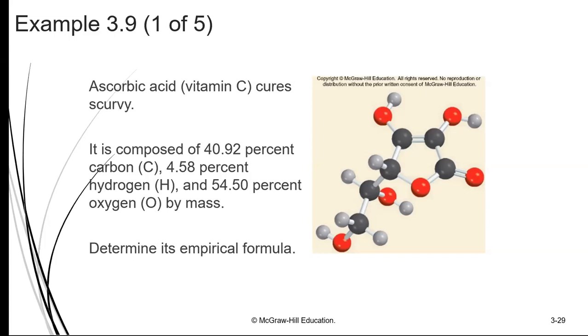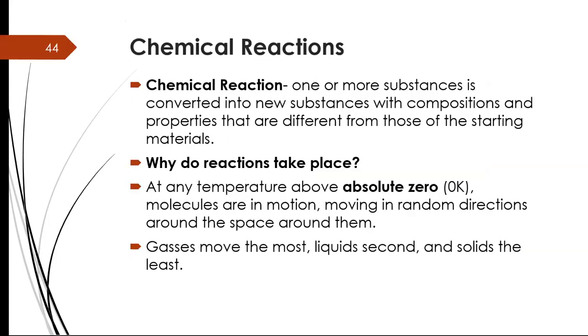The next part that we're going to get into is our chemical reaction parts. So chemical reactions are when we convert our reactant material, some old material, into a new substance with different compositions and different properties. Now this happens for a variety of reasons, but the model that we're going to go with right now is called kinetic molecular theory. And so this idea is that at any temperature above absolute zero Kelvin, our molecules are in motion. They have some amount of kinetic energy in them. That's actually what temperature is measuring, that average kinetic energy of them. So they're moving around in random directions.